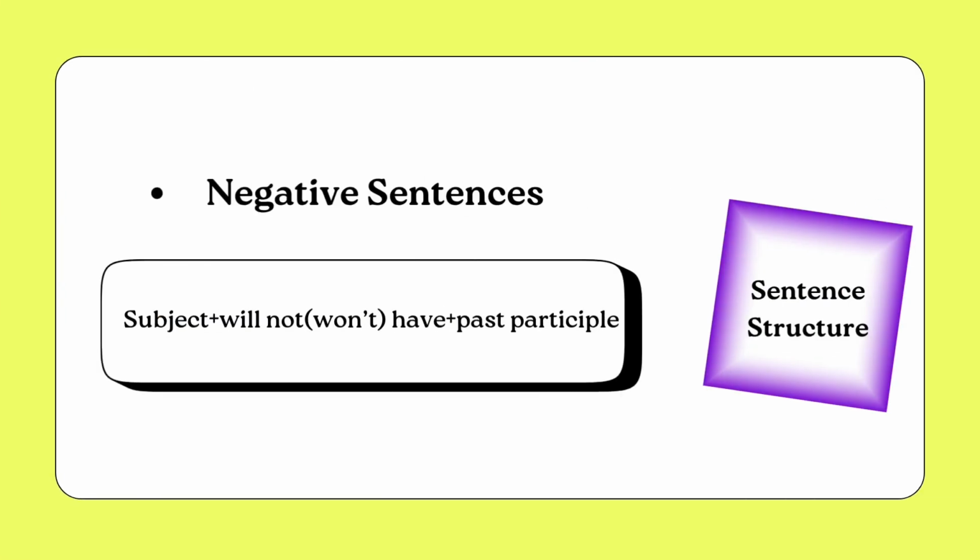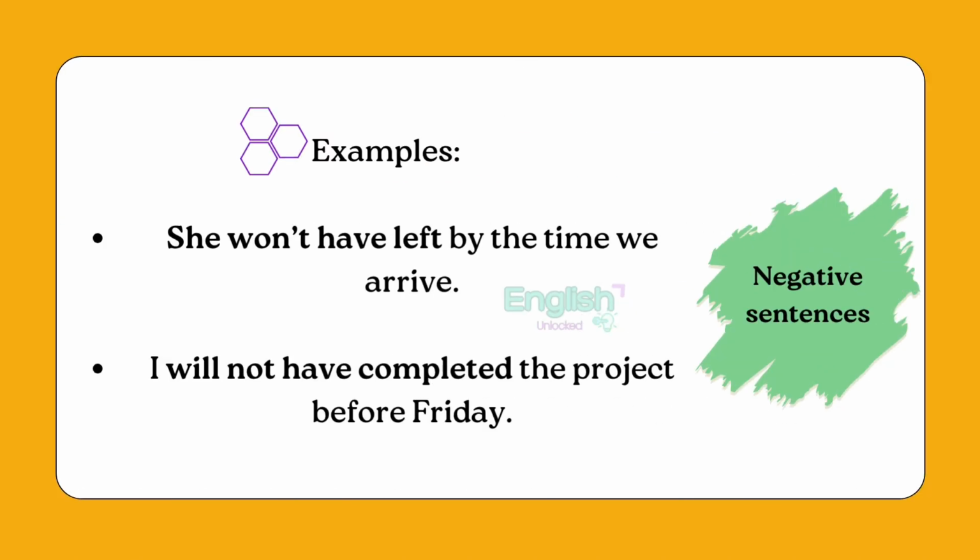Next up, to frame a negative sentence, you should start with the subject followed by will not, followed by have, followed by the past participle form of the verb. Don't forget to use have with all the subjects. Example, she won't have left by the time we arrive. I will not have completed the project before Friday.